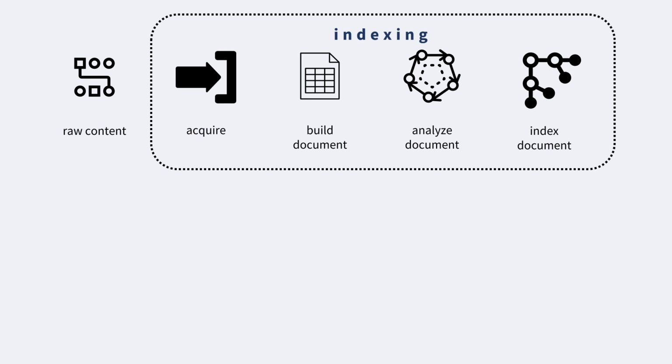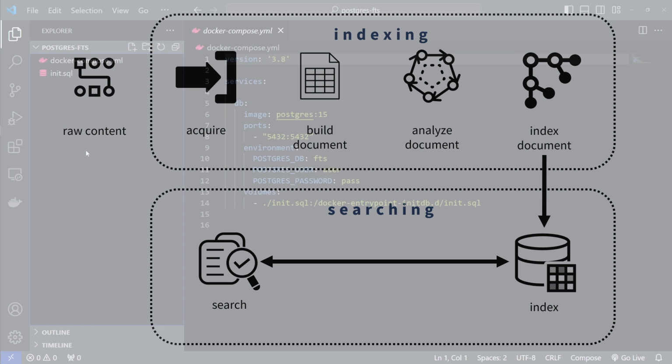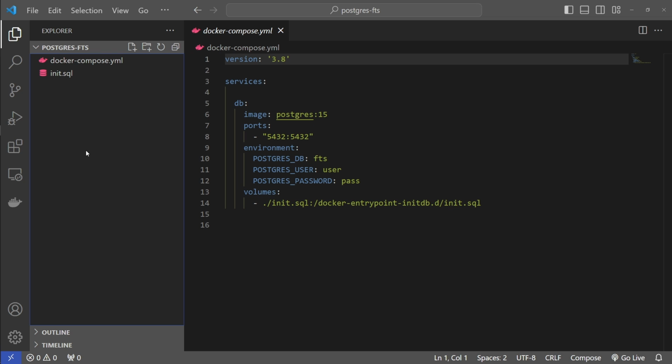The user performs a search and runs queries on the created index, which enables sub-second accurate results with all the features of full-text search engines we mentioned previously. This is the search phase. To demonstrate Postgres full-text search features, I've prepared a project for which I'll leave a link in the video description.